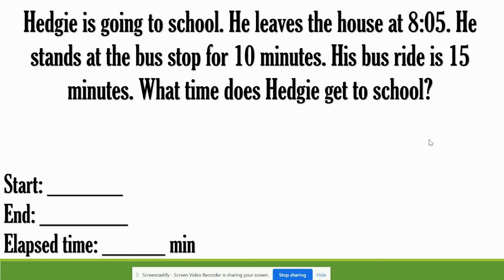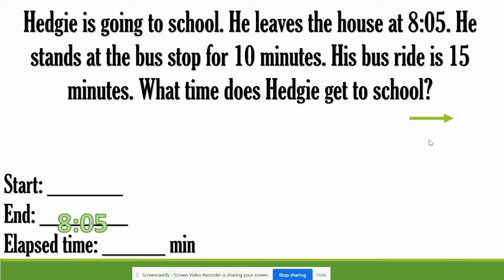Hedgie is going to school. He leaves the house at 8:05. He stands at the bus stop for 10 minutes. His bus ride is 15 minutes. What time does Hedgie get to school? So we've got to figure out start and elapsed time with the information in the problem.